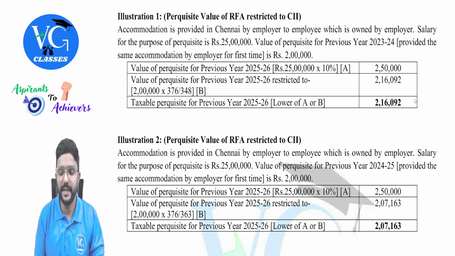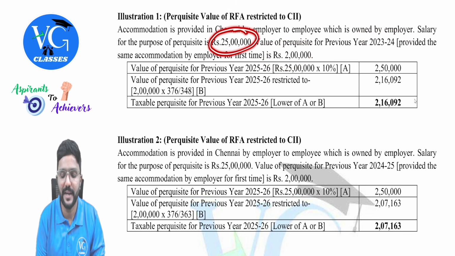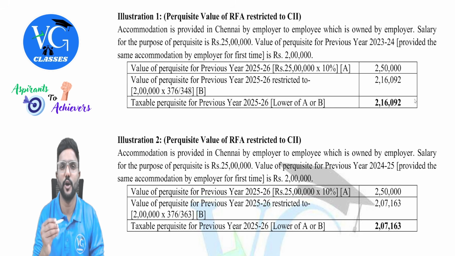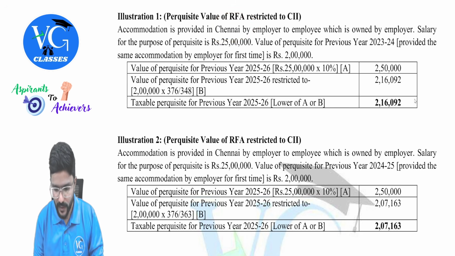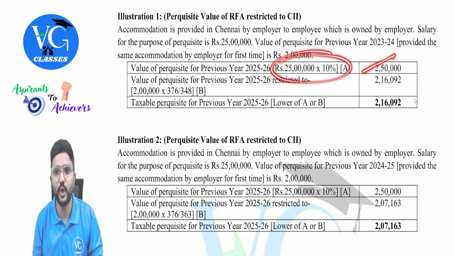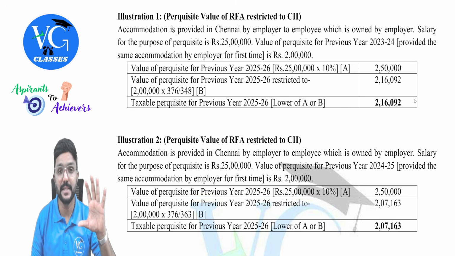Okay. In the current year, what is the value of perquisite? 25 lakh into 10%, because the accommodation is provided in Chennai where the population is more than 40 lakh. So 10% of 25 lakh will come to 2 lakh 50. Okay. And guys, here I have given this 25 lakh directly.